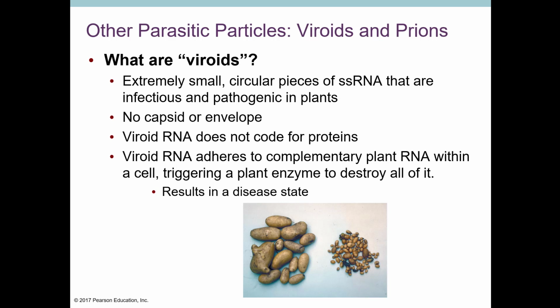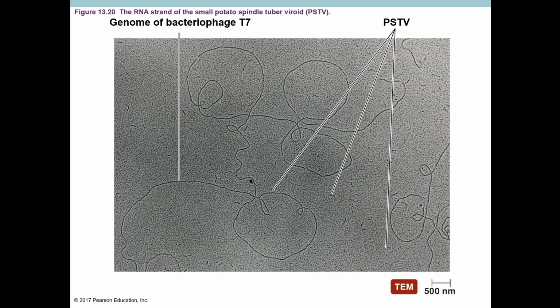But these have been found in plants, and I wouldn't be totally shocked if we eventually found these in animals, because a lot of things that we find in other organisms tend to also exist in animals. It's just we haven't found them yet. This is the small potato tuber viroid.